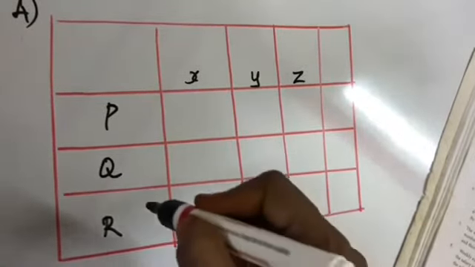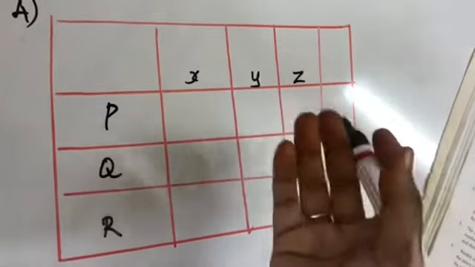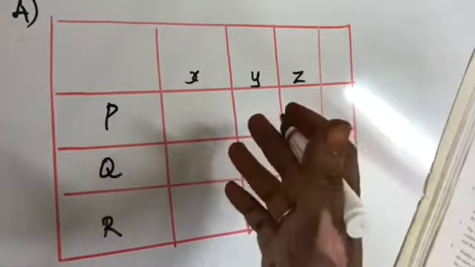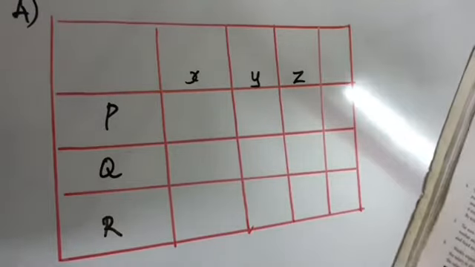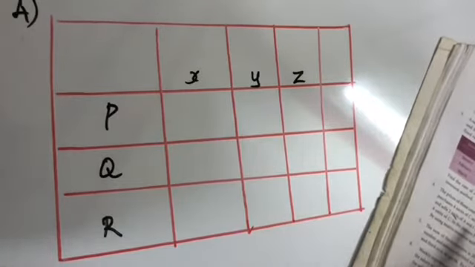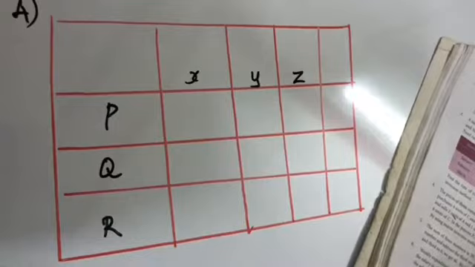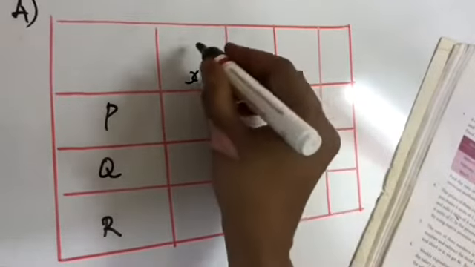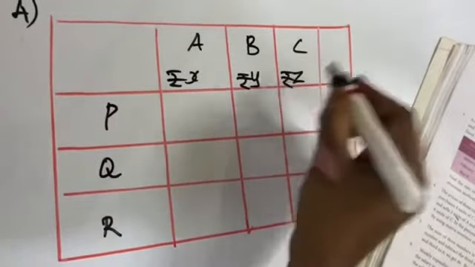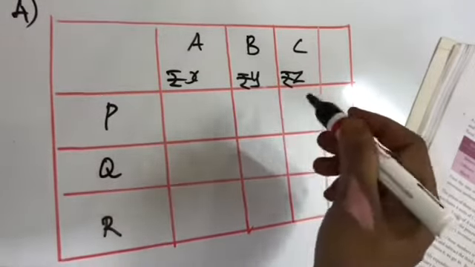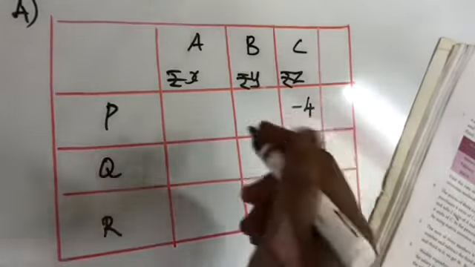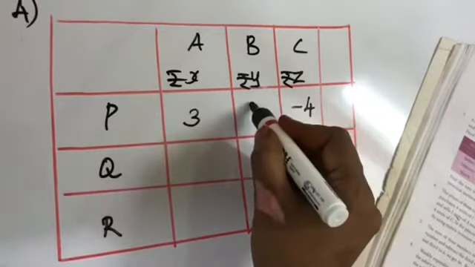The number of units they sold are positive and the number of units they bought are negative. Respectively, P purchases 4 units of C and sells 3 units of A and 5 units of B. So it is the units A, B, C and the prices are rupee X, rupee Y and rupee Z. P purchases 4 units of C, so it is negative, but selling the commodities are positive. So it is 3 units of A, plus, and 5 units of B.